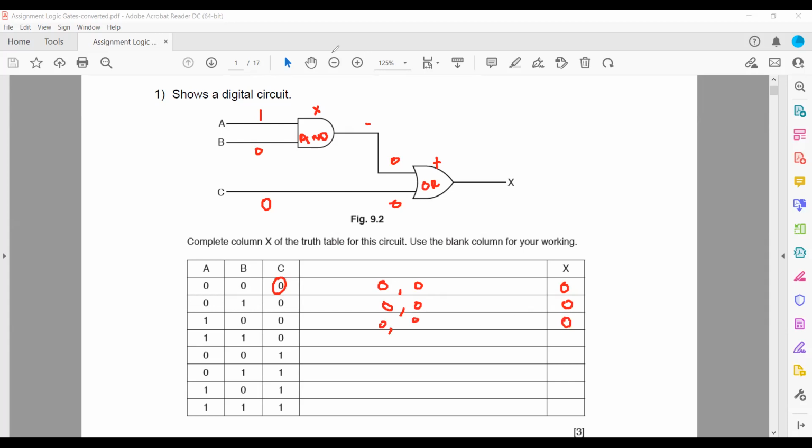Then it is 1, 1, and 0. So A is 1, B is 1 and C is 0. So 1 multiplied by 1 is 1. So here we have 1 and this is 0. So 1 plus 0 or 0 plus 1, so final will be 1.